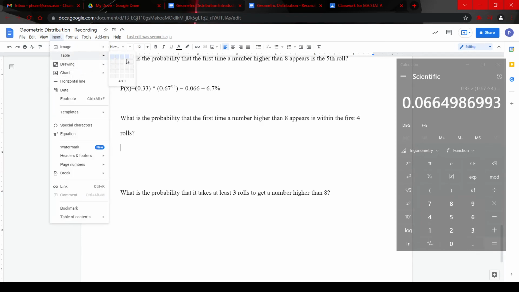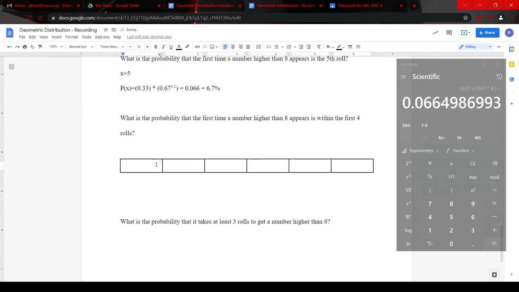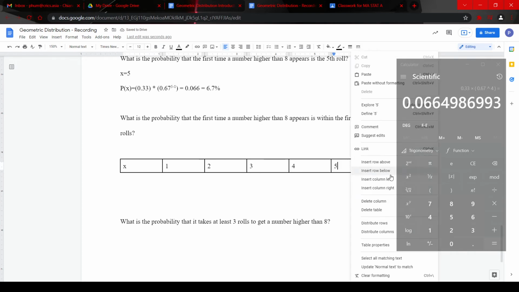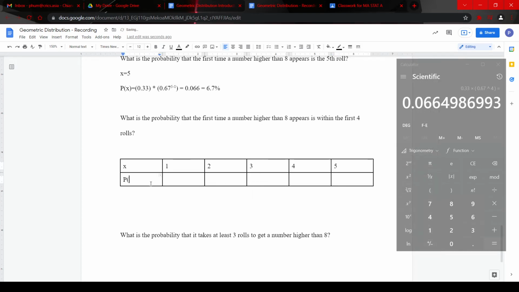Next up, it's asking for a number higher than 8 that appears within the first 4 rolls. In this case, the first 4 rolls implies that we have to add up a few numbers, right? Within the first 4 rolls includes the number 4, right? 1, 2, 3, 4 are within 4 rolls. So that means that we need to do 1, 2, 3, 4 calculations in order to get the sum.